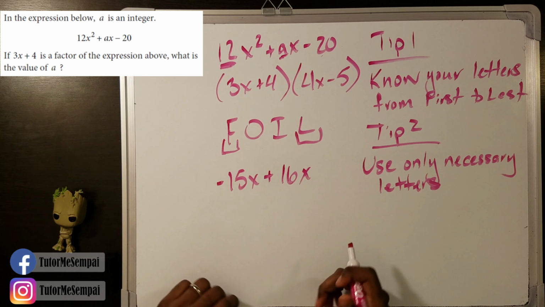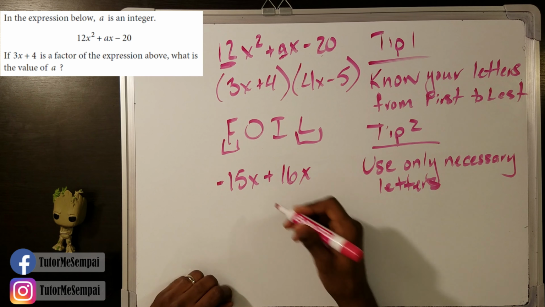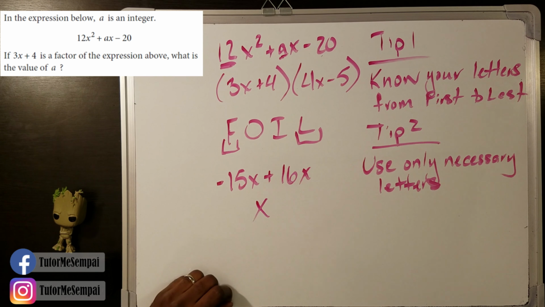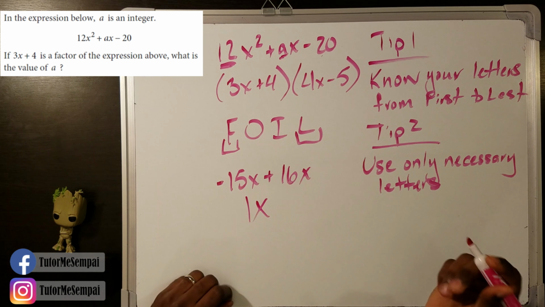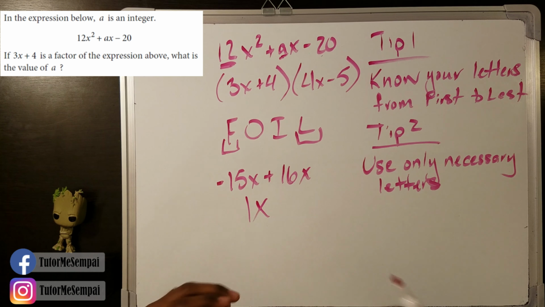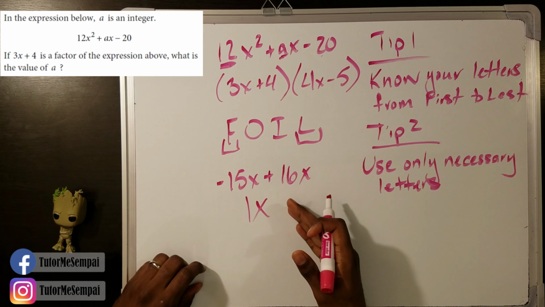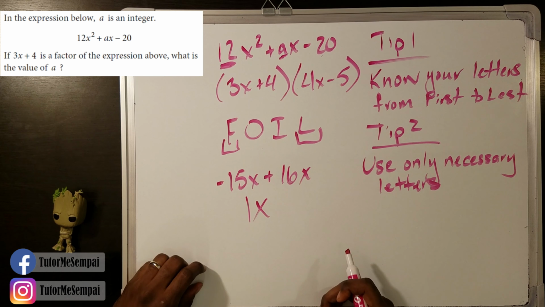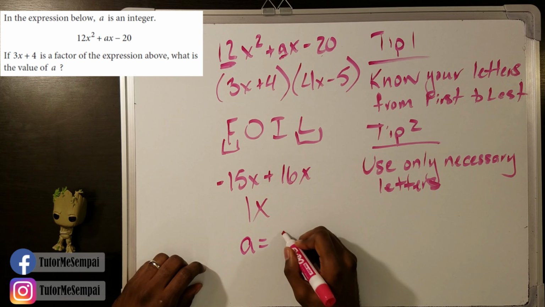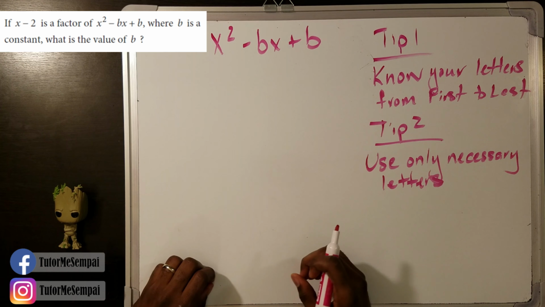So when you combine all this, what do you get? Well, this is going to be a resulting x. 1 is understood. You don't have to necessarily write 1, but it's a resulting x. So if this is our answer, what is our a then? In this case, a is going to be 1. So let's say we're given a question like this.